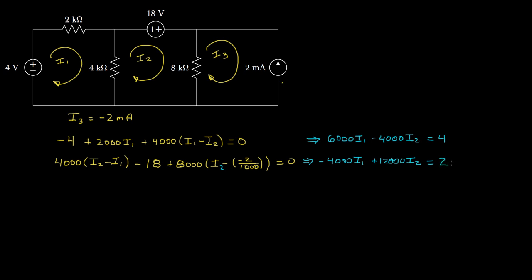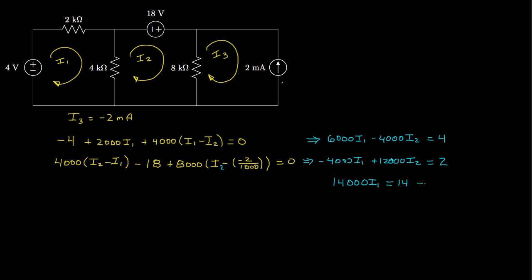Now we can solve for I1 and I2. We've got two equations and two unknowns. Well, one way to do this is a fairly simple set of equations. We could multiply the top equation by 3 and add the two. In that case we would have 18,000 I1 minus 4,000 I1, so that'd be 14,000 I1. We'd have negative 12,000 I2, positive 12,000 I2, that'd be 0. And we'd have a 12 plus 2 is 14.